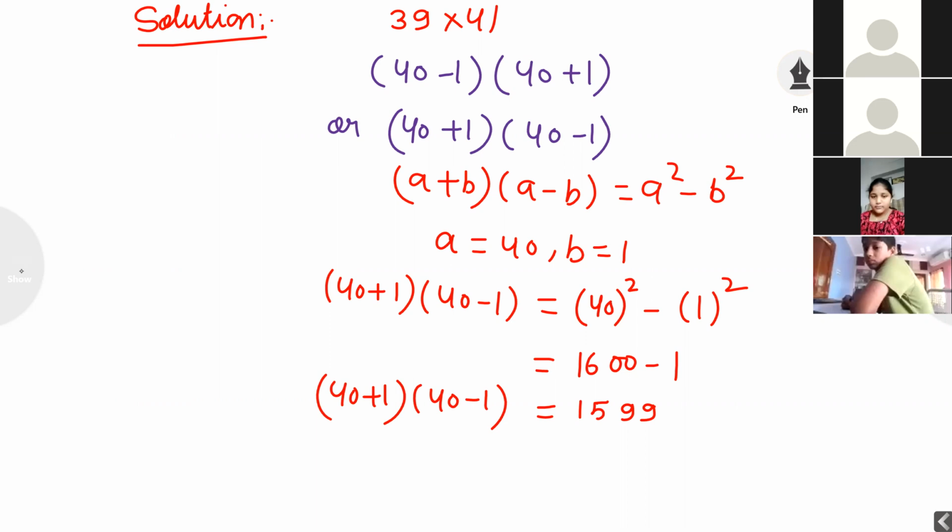39 into 41 is equal to 40 minus 1, 40 plus 1. A plus b, a minus b is equal to a square minus b square. The value of a is 40. The value of b is 1. The value of a and b we are substituting in the given identity. And 40 plus 1, 40 minus 1 is equal to 40 whole square minus 1 square. 1600 minus 1, 1599.